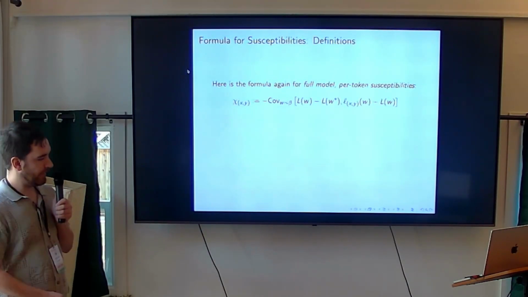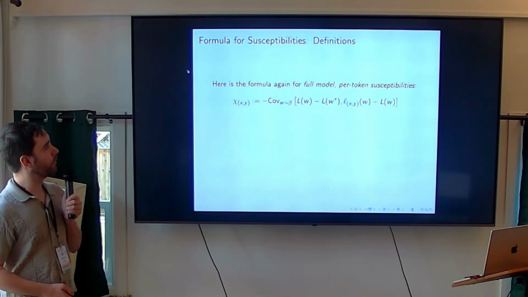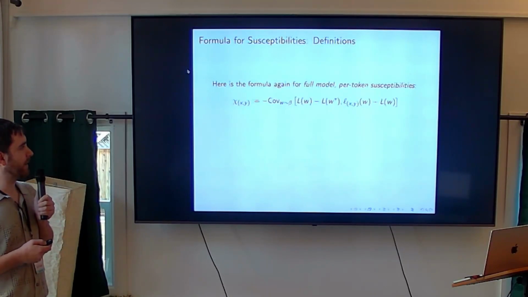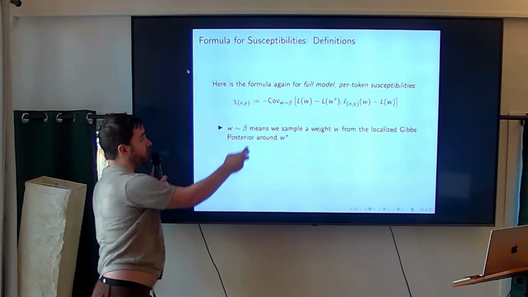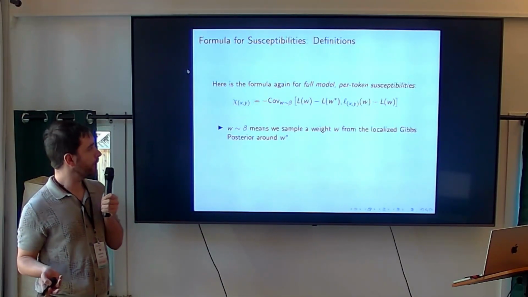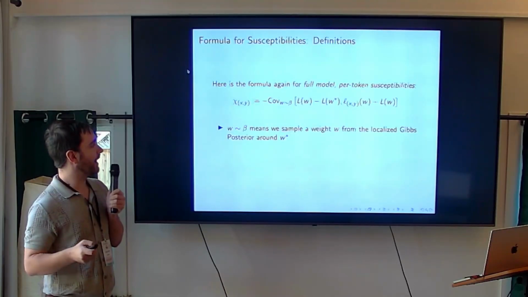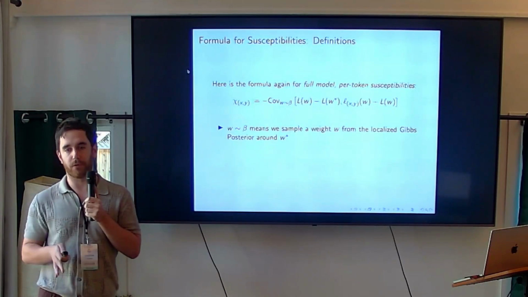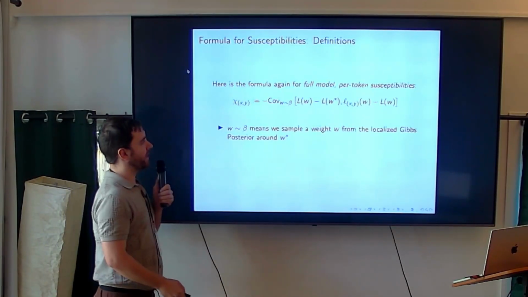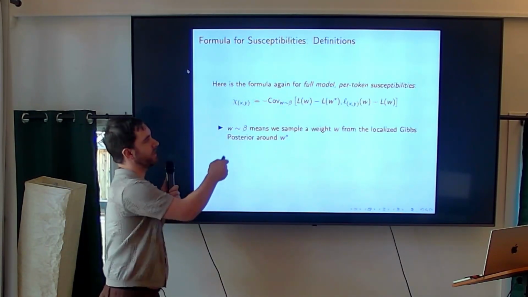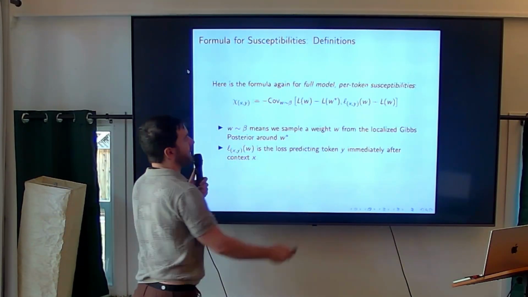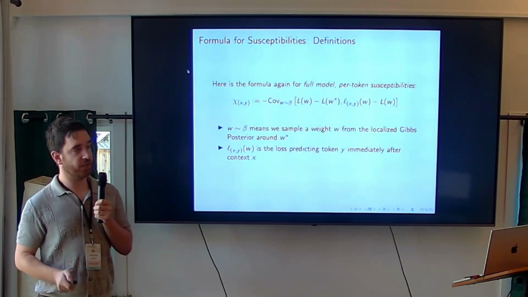Okay, so now let's head back to the full model per token susceptibility formula. And we're going to unpack it and see what's actually happening. It's a covariance, and this W from beta, I'm following the notation in the paper a little bit, means we're sampling a weight from the localized Gibbs posterior around W star, whatever our original model was at. And then we're taking a covariance of two random variables, or functions of this random variable W. The first of which is the loss at W minus the loss at W star, right? So the change in loss.